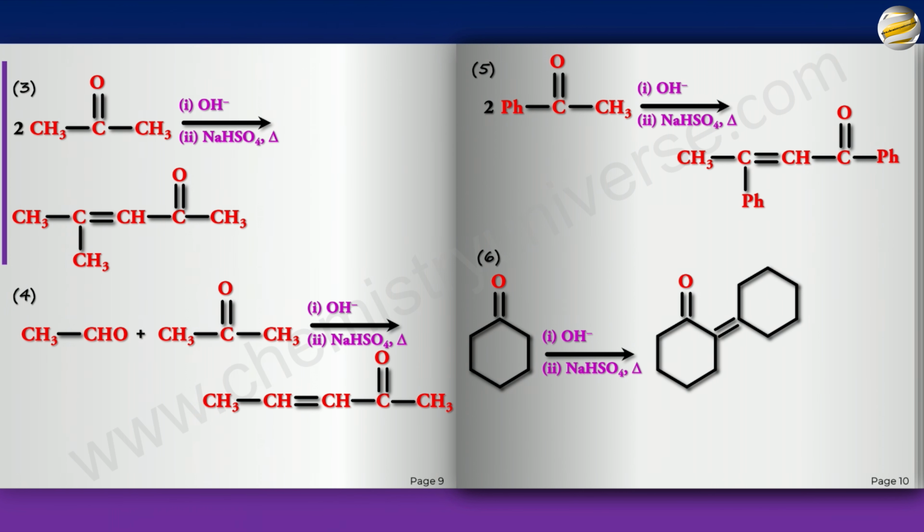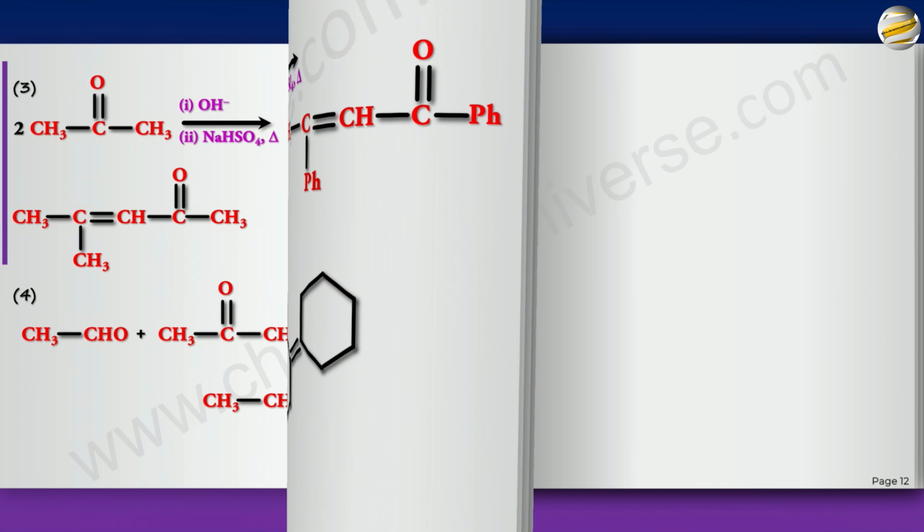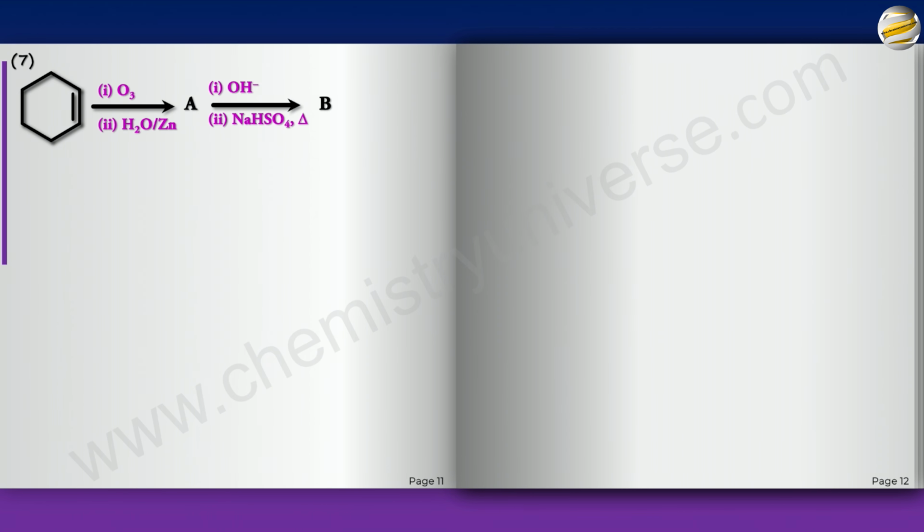Let's look at some more examples. Try this. Now this is a sequence. First I do reductive ozonolysis of this. I get A. Then I do OH minus and the same. I get B. Write A and B. Pause the video. Make sure to play the video only after you make the product on your own.